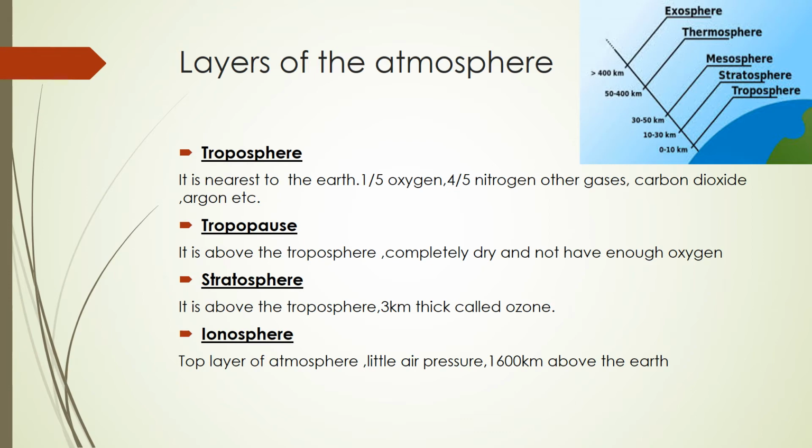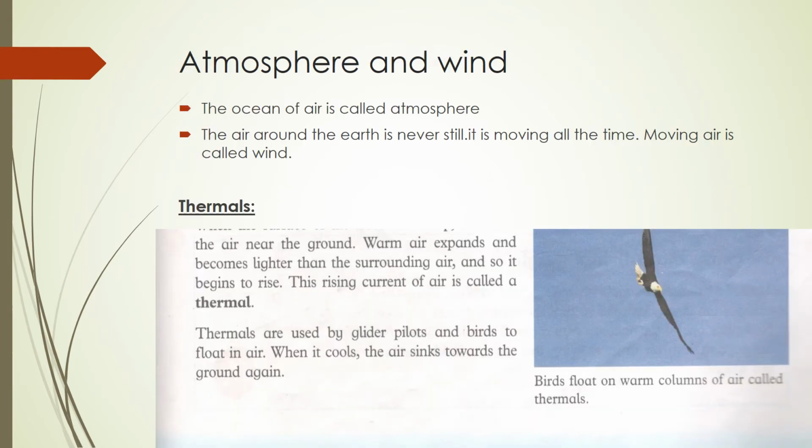The last layer is ionosphere. The top layer of atmosphere is called ionosphere. There is very little air pressure present in it. About 1600 kilometers above the earth, atmosphere fades into space.